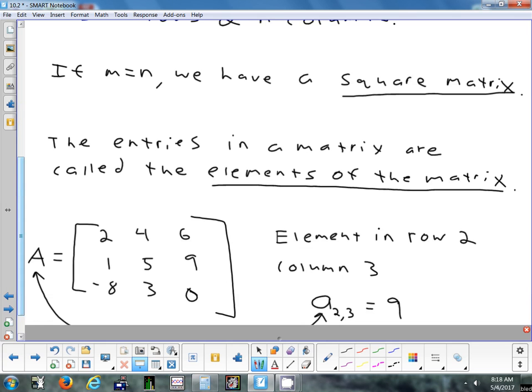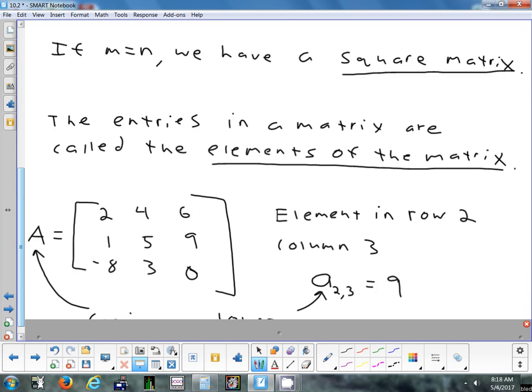And then the notation, if you wanted to describe a specific spot in that matrix, I've shown on the right. If you want to describe to me the element, or the number, in row 2, column 3, that's how you would reference it. They use a lowercase letter, which corresponds to the name of the matrix, and then a subscript 2, 3. So that means in matrix A, row 2, column 3. So row 2, column 3, there's your 9.